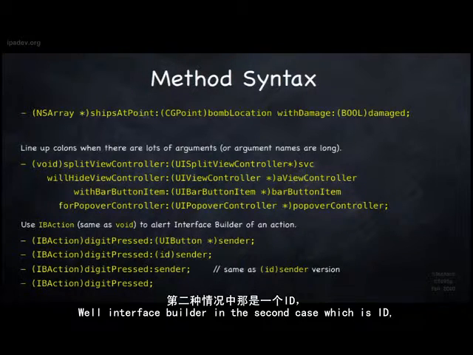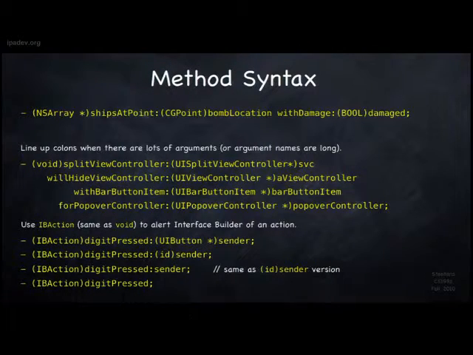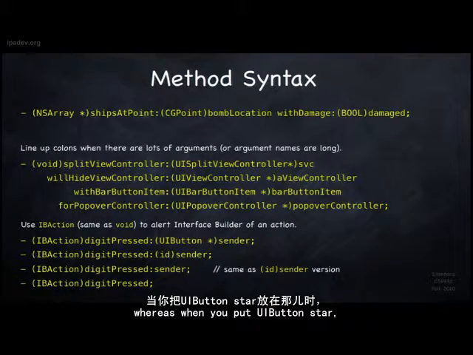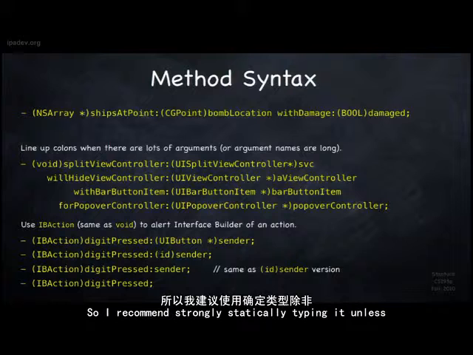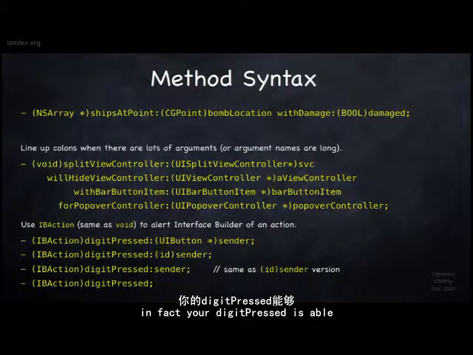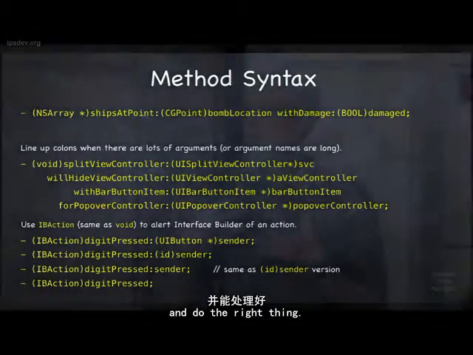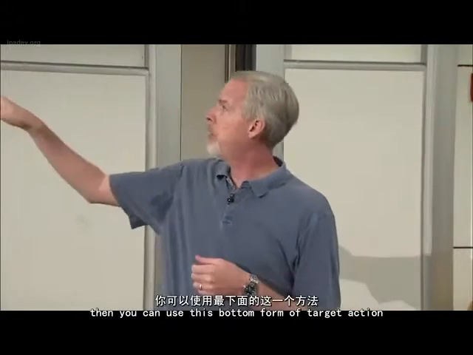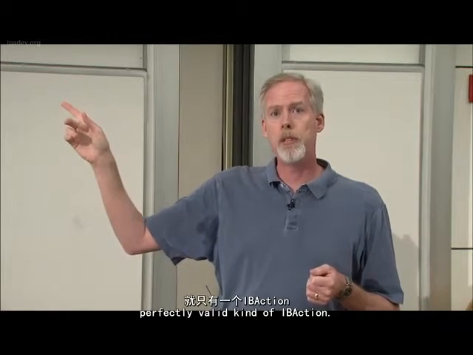Now, what's the difference there? Well, in the second case with just id, Interface Builder will let you wire that up to anything that can send a target action. A slider could send this, a switch, etc. Whereas when you put UIButton *, Interface Builder will only let you drag it from a button. So I recommend strongly statically typing it, unless, in fact, your digitPressed is able to receive a message from different kinds of objects and do the right thing. However, if it's doing that because it's ignoring the argument of the sender, then you can use this bottom form of target action, which has no arguments. Perfectly valid kind of IBAction, no arguments.